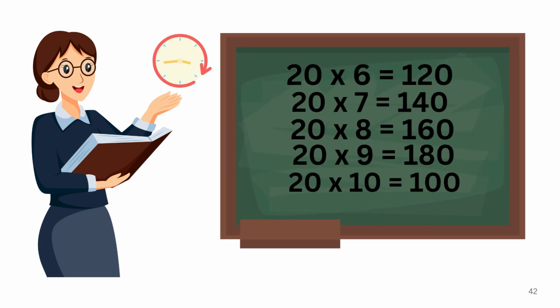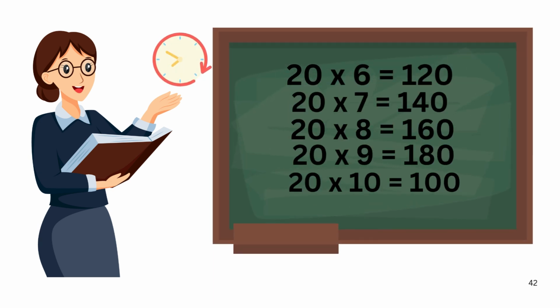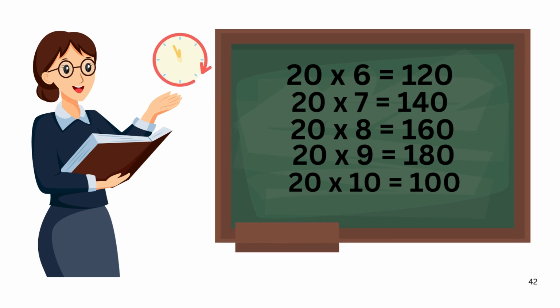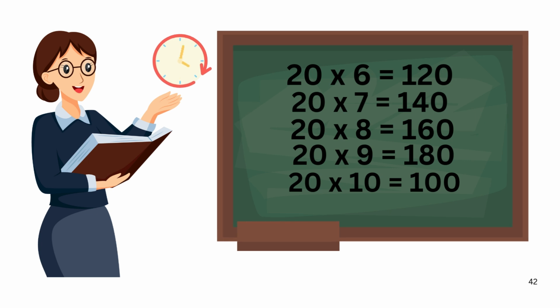20 multiplied by 6 is equal to 120. 20 multiplied by 7 is equal to 140. 20 multiplied by 8 is equal to 160. 20 multiplied by 9 is equal to 180. 20 multiplied by 10 is equal to 200. Here, we've finished the tables of all the numbers from 1 to 20.